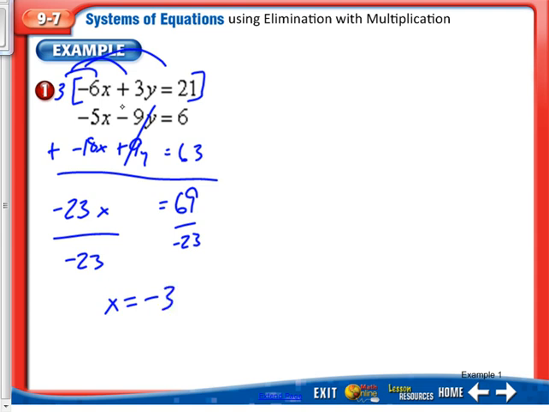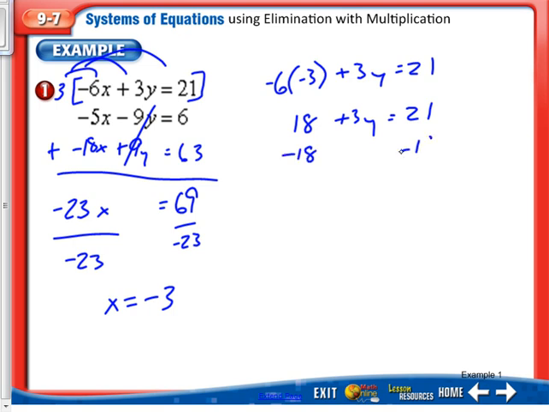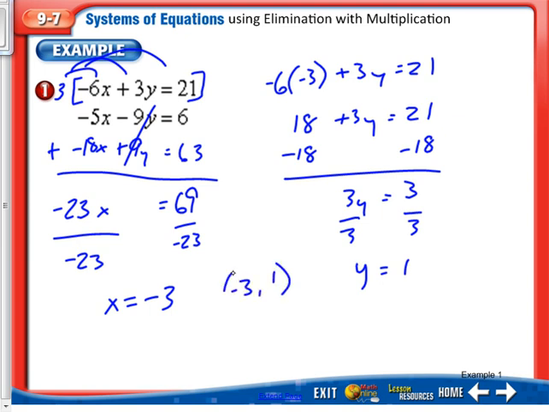And now we still have to plug this value into the other equation. So let's go with negative 6 times negative 3 plus 3y is equal to 21. That's going to be a positive 18 plus 3y is equal to 21. Subtract the 18 on both sides. And so we get 3y is equal to 3. Divide by 3. Solve for y, and y is 1. So we get negative 3, 1.